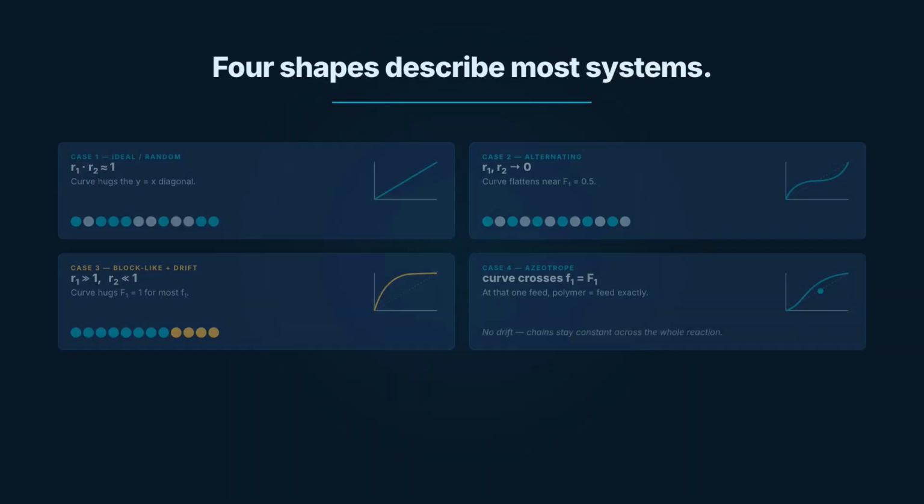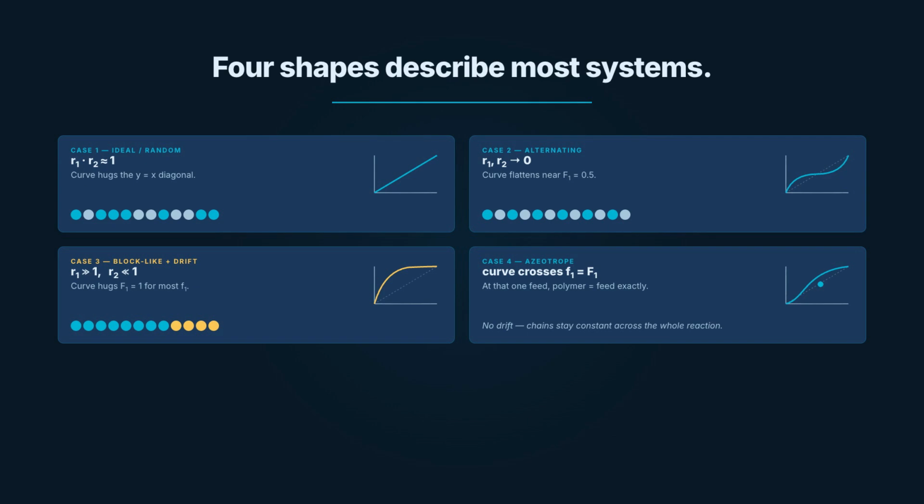Four canonical shapes capture most behavior. When the product R1 times R2 equals 1, the system is ideal. Sequences are a biased coin flip. When both ratios approach 0, each end prefers the other monomer, and the chain becomes strictly alternating. When one ratio is much greater than 1, and the other much less, one monomer is consumed first, leading to blocky chains with composition drift. And wherever the F1 versus f1 curve crosses the diagonal, you have an azeotrope. At that one feed composition, the polymer composition matches the feed exactly.